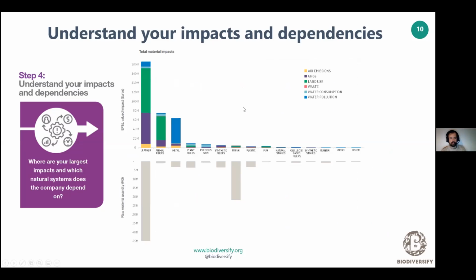They also then break it down further. They look at their different products, materials, my apologies. And they found that leather and animal fibers and metal were by far and away the biggest sources of their impact. And this is really key because that suggests that's where they need to start their work. It's all well and good doing stuff with plant fibers and synthetic fibers and precious skins, but actually the leather and the animal fibers is where it's at.